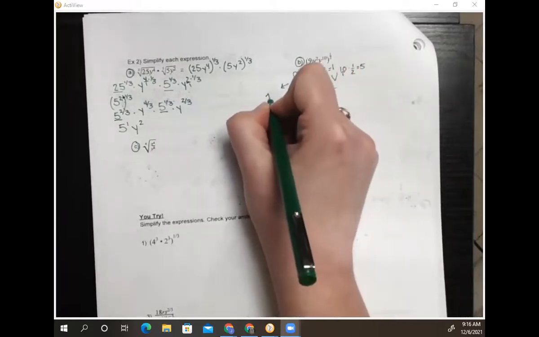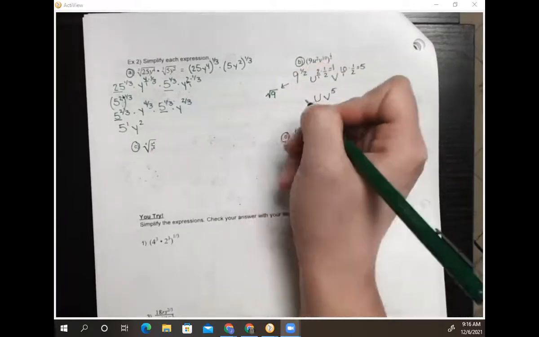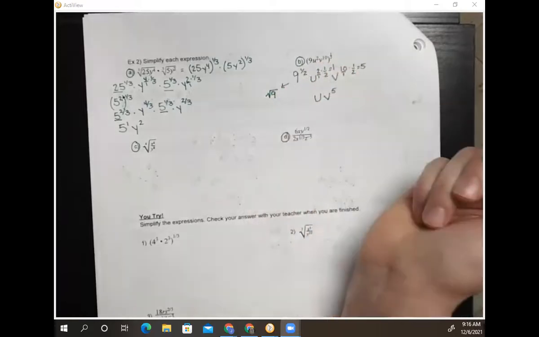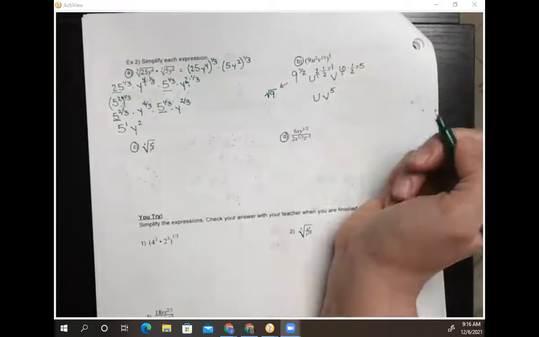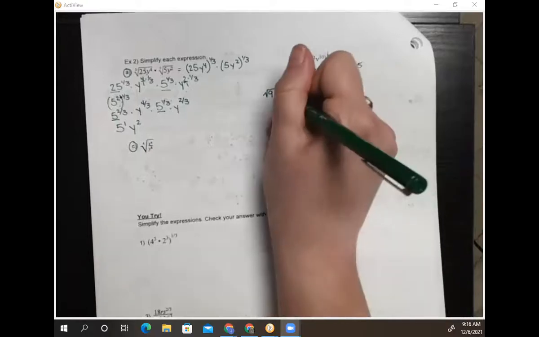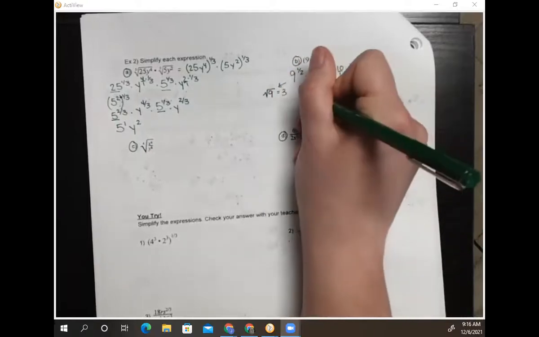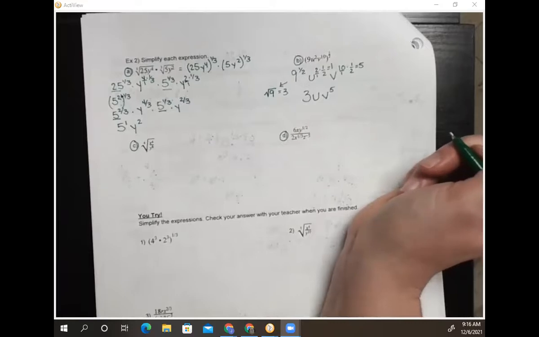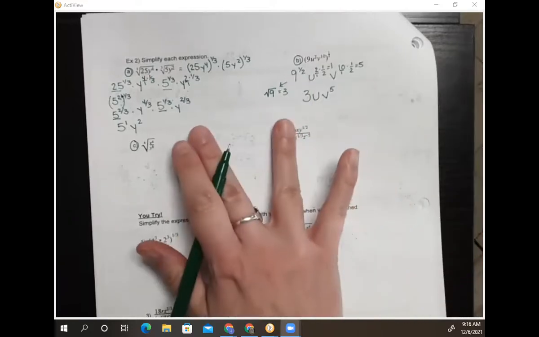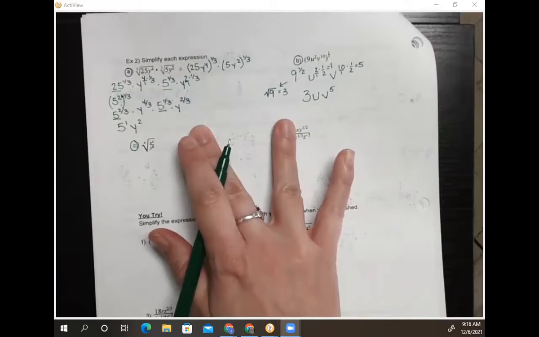So this 9 to the 1/2 power would be the square root of 9 to the first, right? The 2 tells me square root. The 1 tells me to the first. So it's just the square root of 9, which is 3. So I have 3uv to the 5th. Questions for me on A or B?